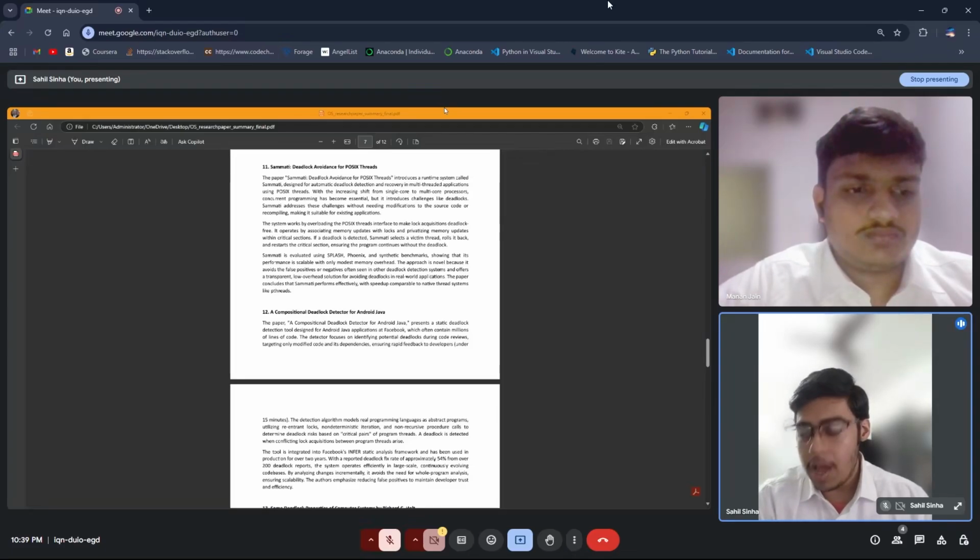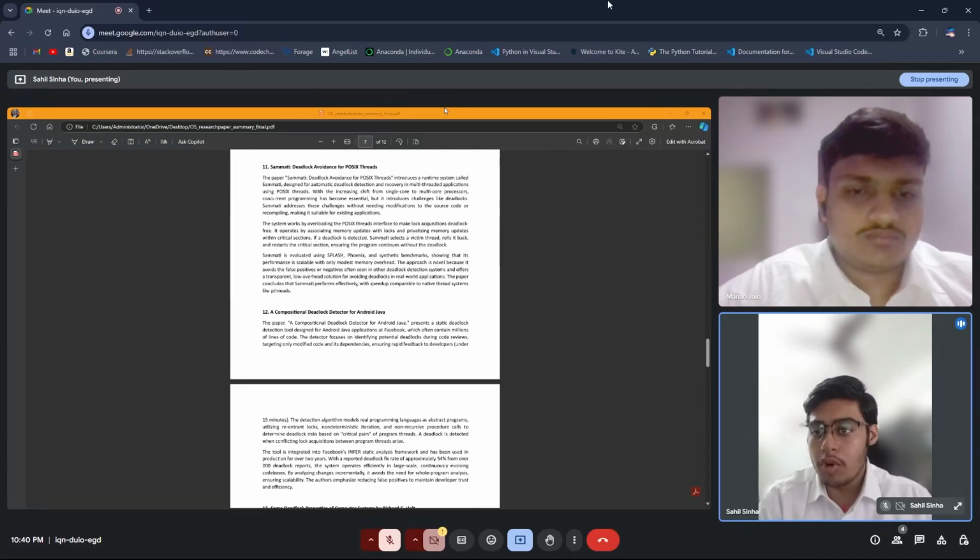It models programs as abstract programs, considering reentrant locks, non-deterministic iteration, and non-recursive procedure calls to assess deadlock risk based on critical pairs of program threads. A deadlock is detected when there are conflicting lock acquisitions between program threads. The tool is integrated into Facebook's Infer static analysis framework and has been utilized in production for over 2 years.